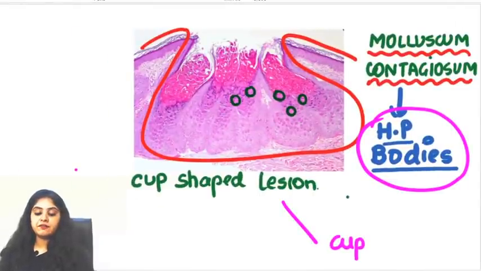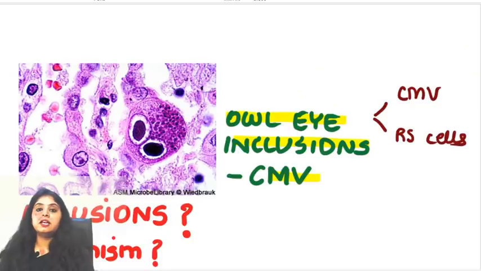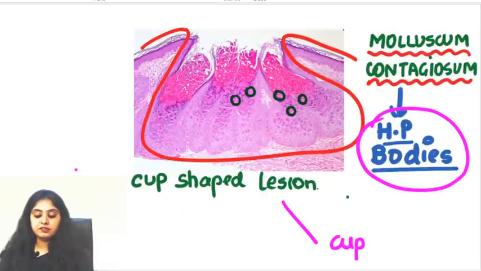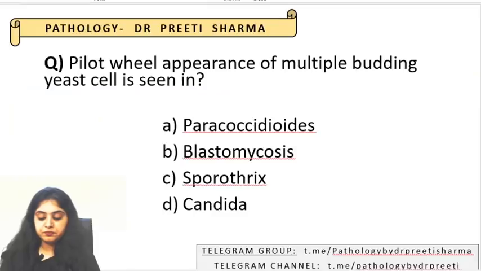So what all do we have? Number 1, the owl eye inclusions. Number 2, the Warthin-Finkeldey giant cells of measles, and number 3, the HP bodies of molluscum. Let's proceed forward. Now let's go on to another question.